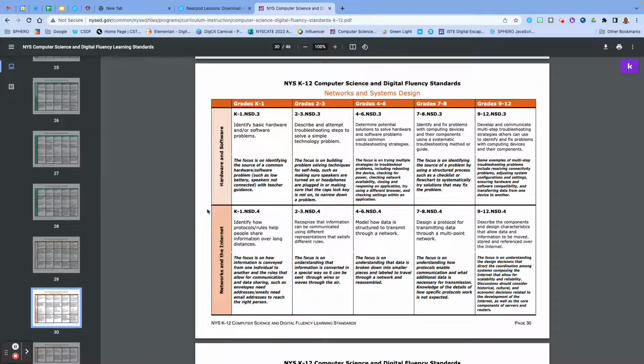As we scroll down to the next page, we're still on hardware and software, and then we move into networks and the internet. The first one for hardware and software, again, is talking about basic hardware parts, troubleshooting when there's a problem that arises, and then think about how we can help others identify and fix those problems. So if you have a help desk in your school or you run one within your class where you have tech helpers of some sort, you really are covering these standards very well.